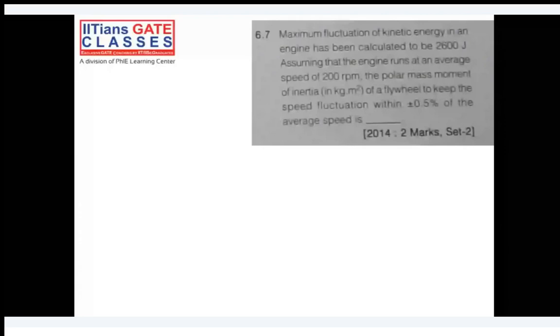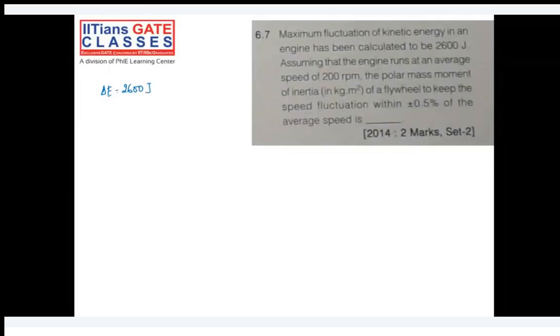Okay, but for cams we have studied. Gyroscope also we will study some questions, but that's the reality. But I would not suggest you to keep anything for option. You should study all the topics, but give more emphasis on these three topics. Okay, so let's study this next question. Maximum fluctuation of the kinetic energy in an engine has been calculated to be 2600 joules. So delta E is given to you.